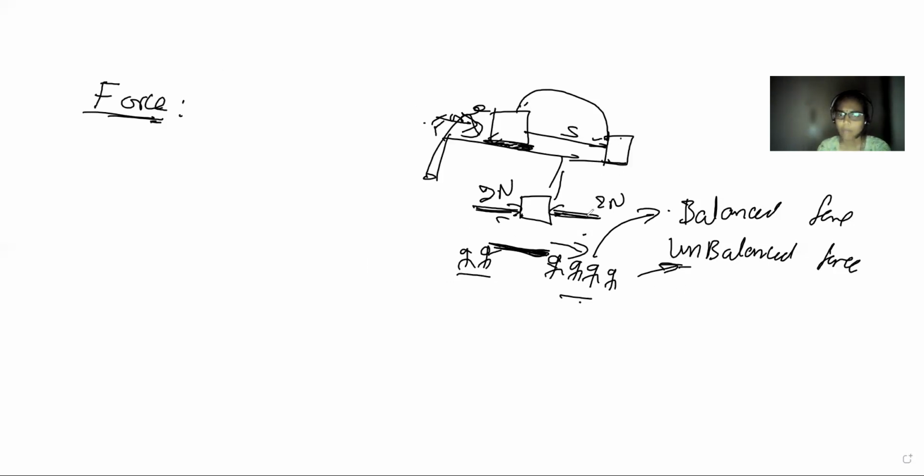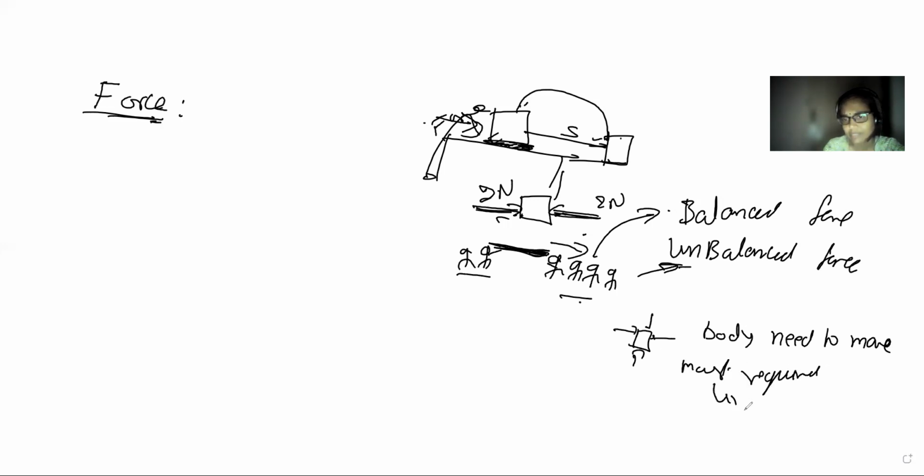So when a body needs to move, if you apply balanced force at both ends, suppose at four ends I'm applying equal force, will the body move? No, right? Both ends apply equal force, the body does not move. If one side applies more force, one side less force, then the body starts moving. That means if any body needs to move, we must apply what, children? There must be unbalanced force.